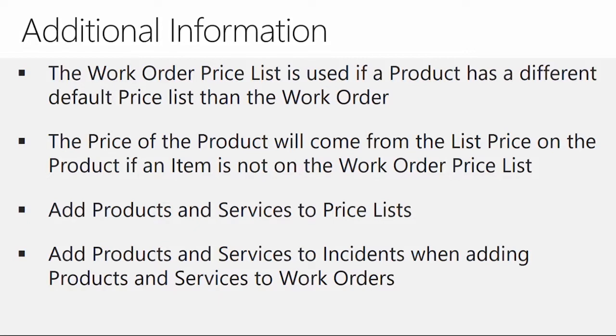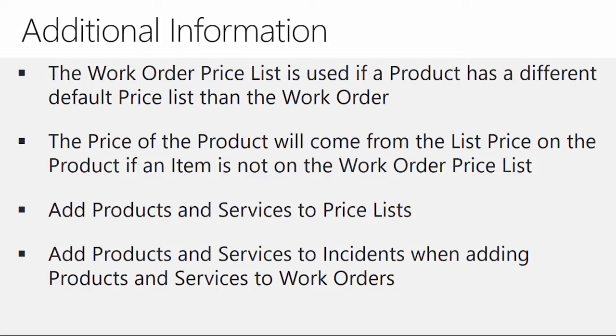So if that product is associated with that work order, but it has a different default price list, it's still going to use the work order price list from that option. If the price of the product is actually coming from a situation that is not on that work order price list, so if you're adding a product that is not necessarily on that work order price list, then it's going to look at the price list that that product item is associated with, and it's going to add that in.